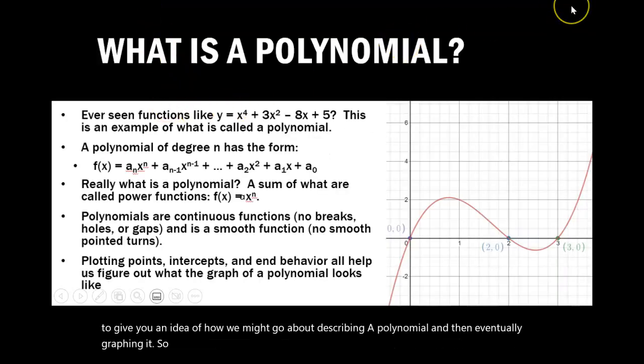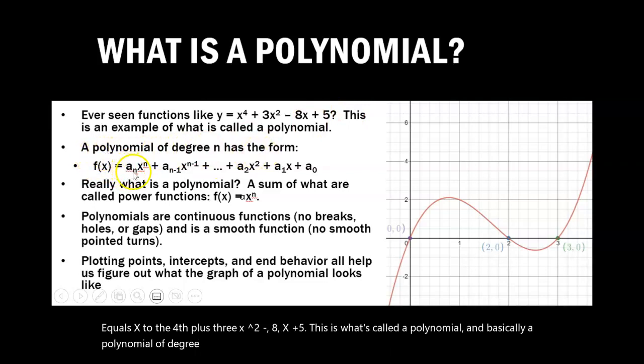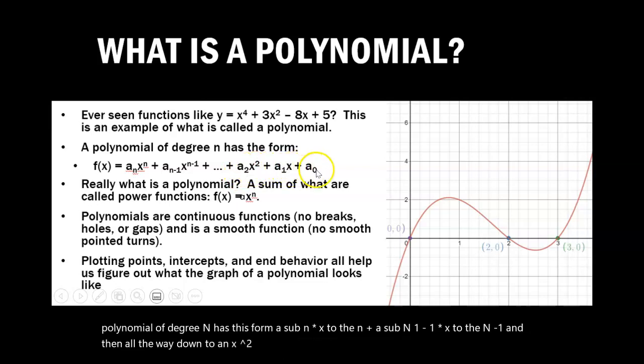So first of all, what is a polynomial? Well, if you've ever seen functions like y equals x to the fourth plus 3x squared minus 8x plus 5, this is what's called a polynomial. Basically a polynomial of degree n has this form: a sub n times x to the n plus a sub n minus 1 times x to the n minus 1, and then all the way down to an x squared term, an x, and an a sub 0 term. These are what are called terms here that compose our polynomial.